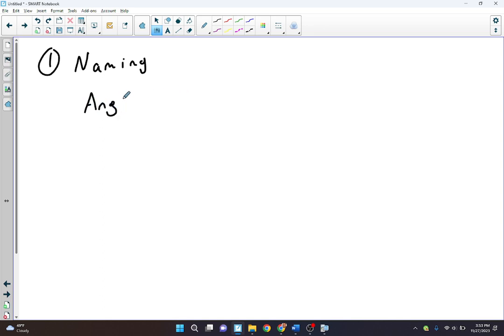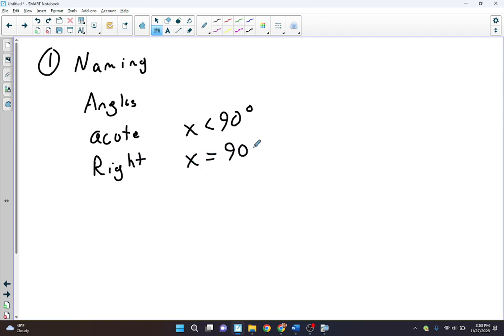So the first one, naming by angles. Here are the 4 choices. You have acute, which means all the angles are less than 90 degrees. You have a right triangle, which means that one of the angles equals 90 degrees. And you have obtuse, where one of the angles is greater than 90 degrees, okay?